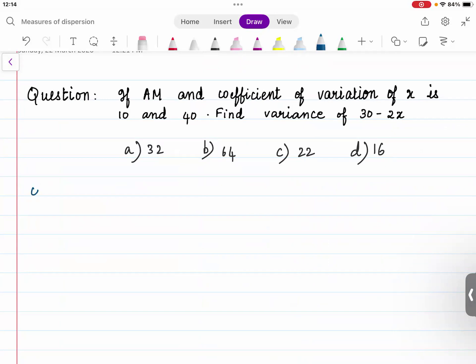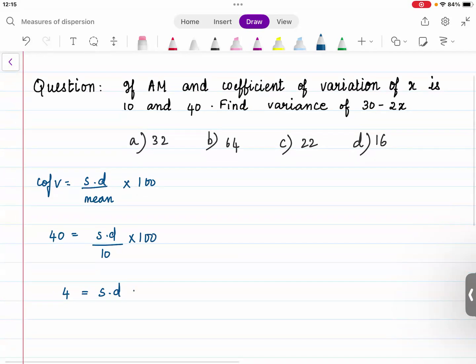So what's the formula for coefficient of variation? Do you remember? Coefficient of variation is standard deviation divided by mean into 100. So coefficient of variation is given as 40. That is equal to standard deviation by arithmetic mean, which is 10 into 100. So what value are you getting for standard deviation? Standard deviation we're getting 4. So which is nothing but standard deviation of x. Because coefficient of variation of x and mean of x is given. So standard deviation of x is given as 4. So if standard deviation of x is 4, what will be the variance of x? Variance of x will be 16.